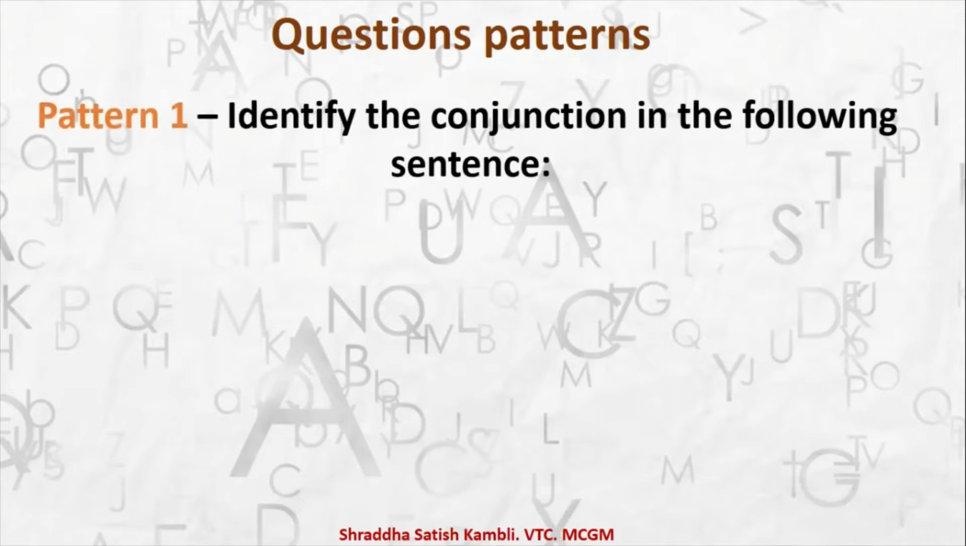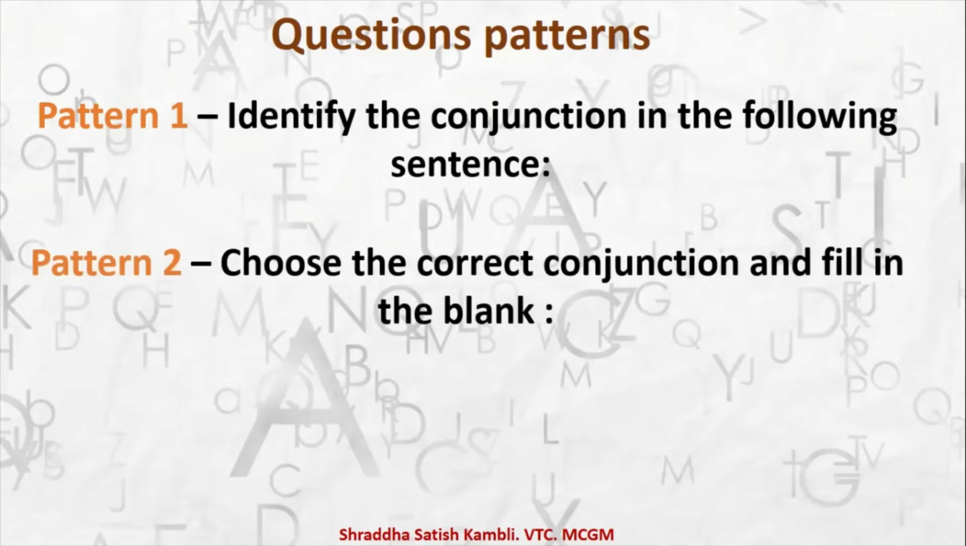So here comes pattern 1 for you. Identify the conjunction in the following sentence. There will be a sentence given to you and one of the words will be a conjunction. They will give you 4 options from that sentence. 4 words from the sentence will be given to you in options. You have to find out which one is the correct conjunction, or which one is the conjunction.